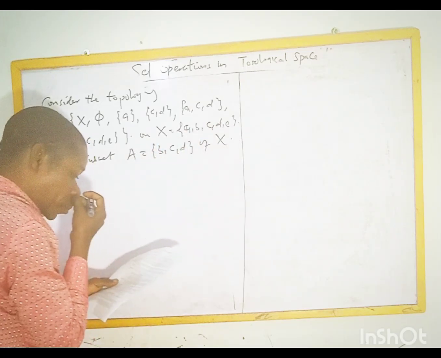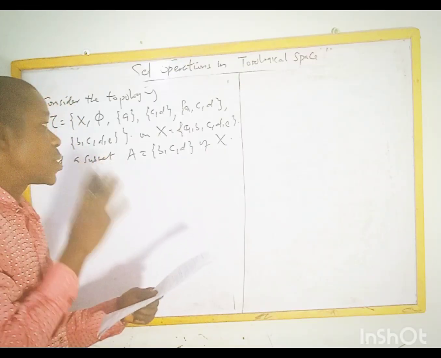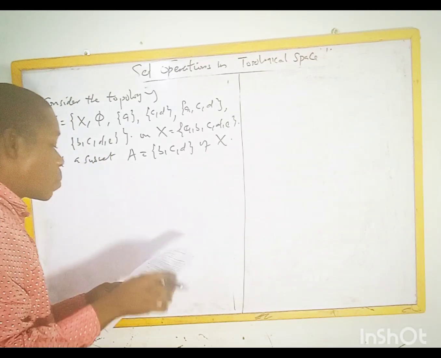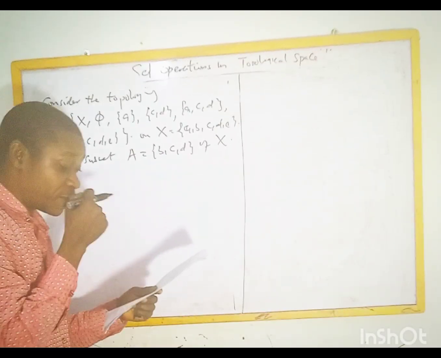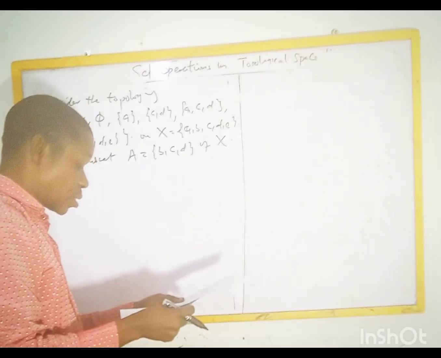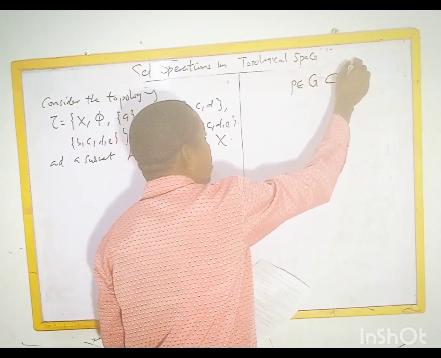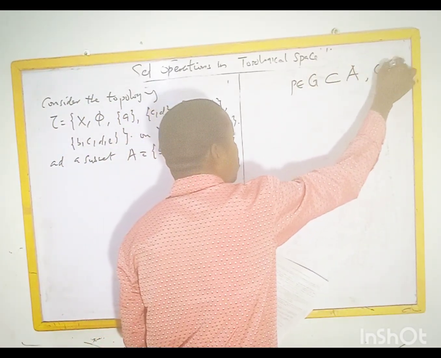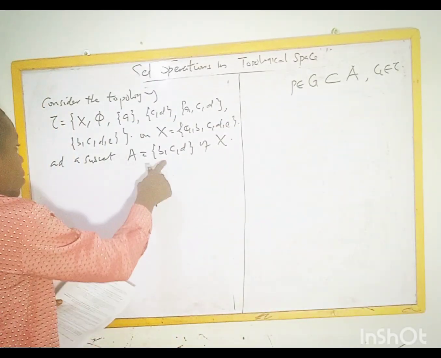Now, what are the exterior points of this set? First, let's go back to the interior points. What are the interior points? An interior point is defined as a point P in G where G is open and G is a subset of A. Don't forget that G is in the topology tau. Now let's start from B.